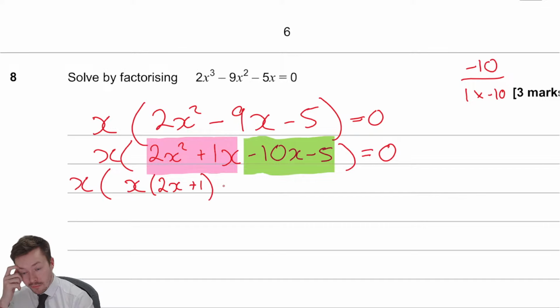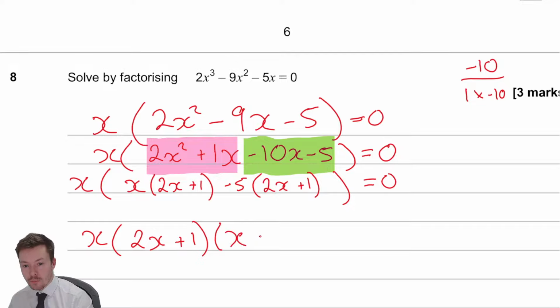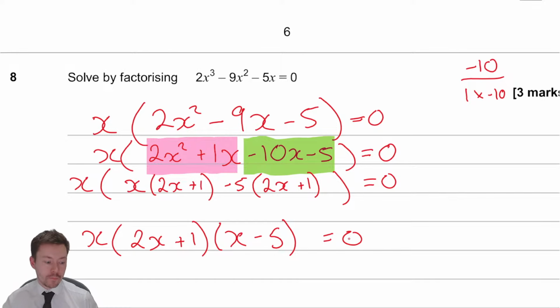And then we're going to have -5 and then it's going to be 2x plus 1 again equals 0, and then we're going to get x. Factorise the 2x plus 1 out, so it's 2x plus 1, and then we're going to get x minus 5 in the last bracket, and that's equal to 0. Okay, so that's our answer.